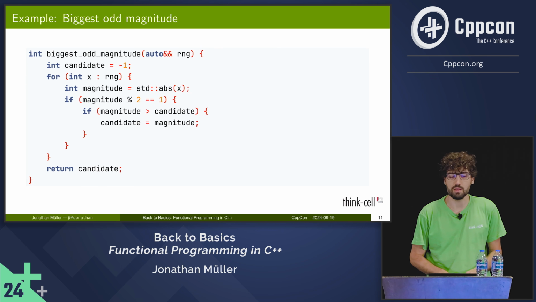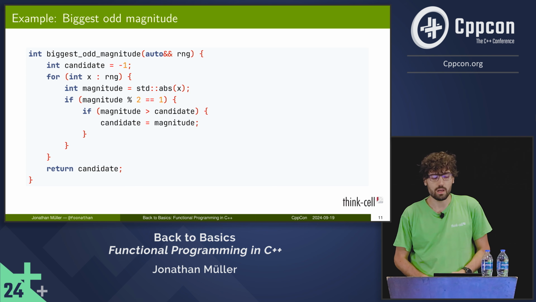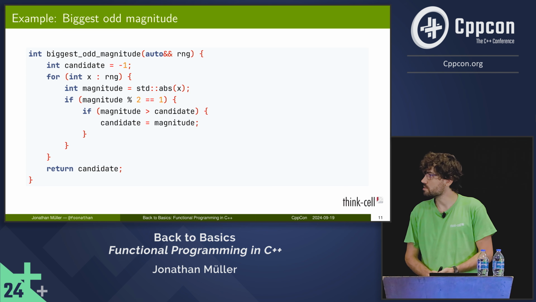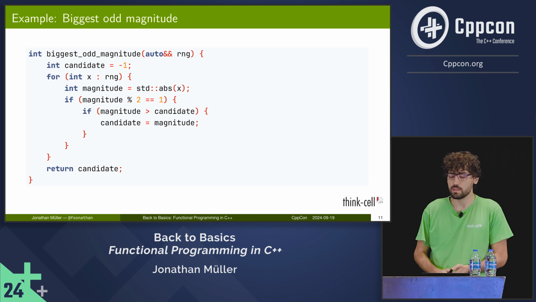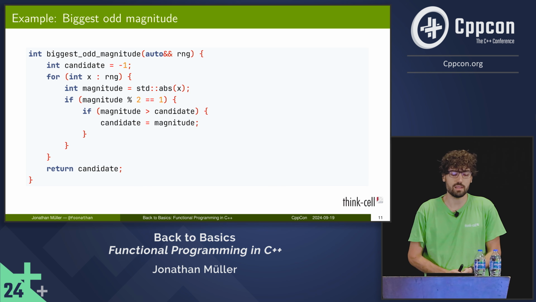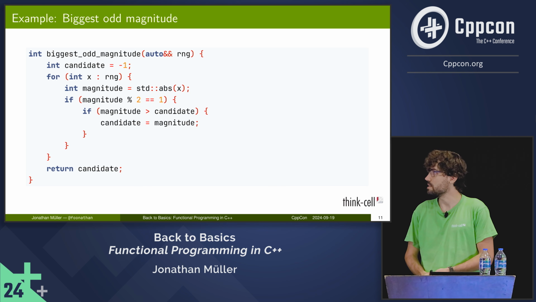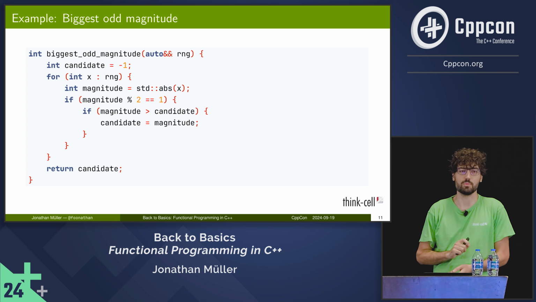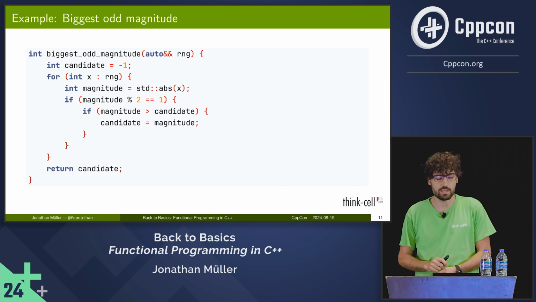And this is how we would write it in imperative code. We've got a range. We remember the current candidate. We loop over all elements and compute the magnitude of the element. If it's odd and bigger than our candidate, we update the candidate, and in the end, we return the candidate. This is imperative programming. We specify the instructions on how to compute the thing with a whole bunch of intermediate state.